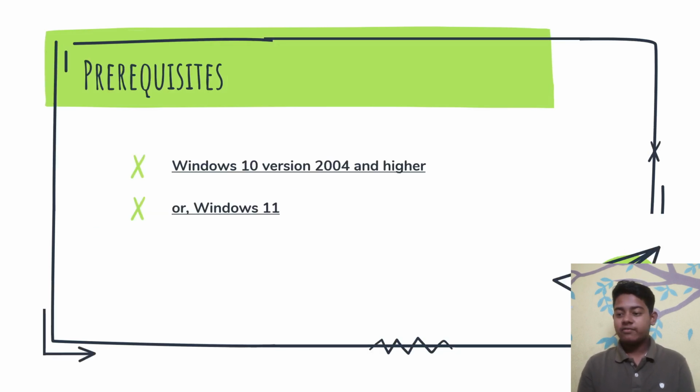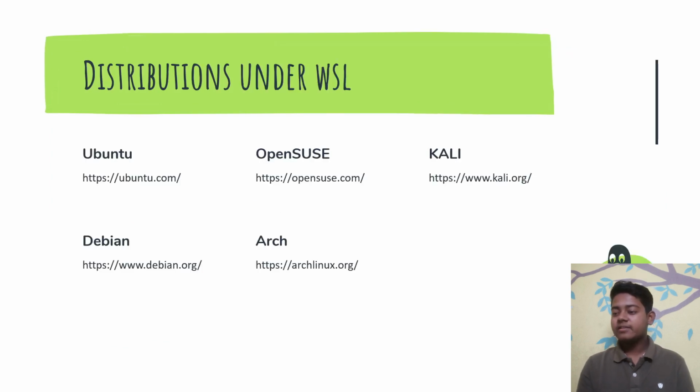What are the prerequisites for WSL? It should be Windows 10 version 2004 or higher, or just Windows 11. The distributions under WSL are Ubuntu, OpenSUSE, Kali, Debian, and Arch Linux. The download links are given in the description also. Please check it out and let me know which other distribution you would like to see in WSL.